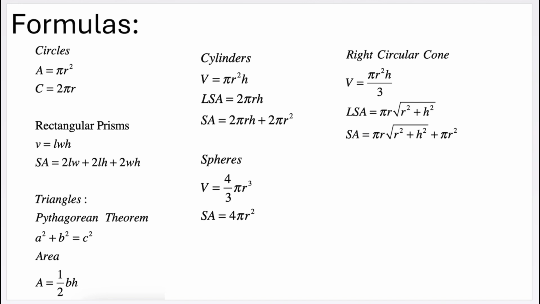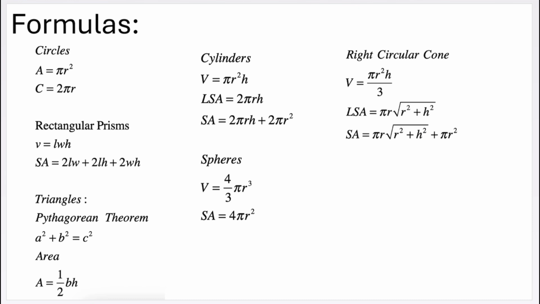So we have circle formulas, area, circumference. Know that circumference can also just be pi times the diameter. You can change it to look like that. Rectangular prisms, these are just like your boxes, kind of length times width times height. If it was a cube, it would be just the side cubed. Triangles, Pythagorean theorem, and the area of a triangle.